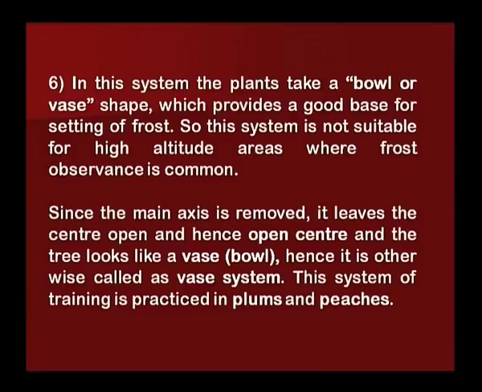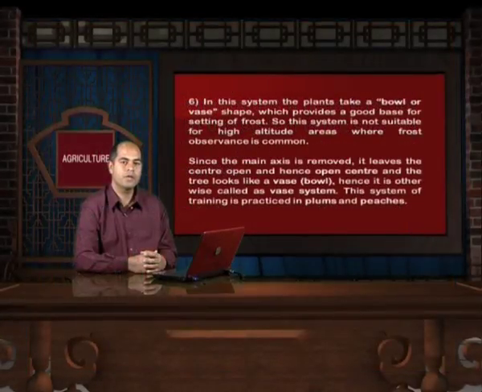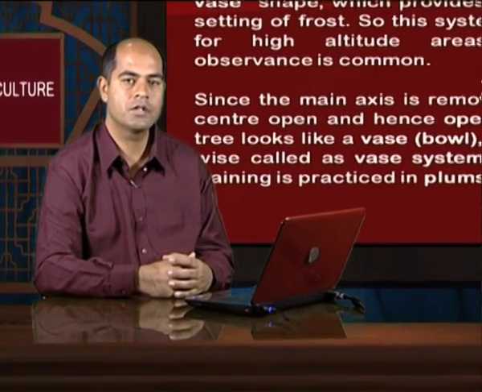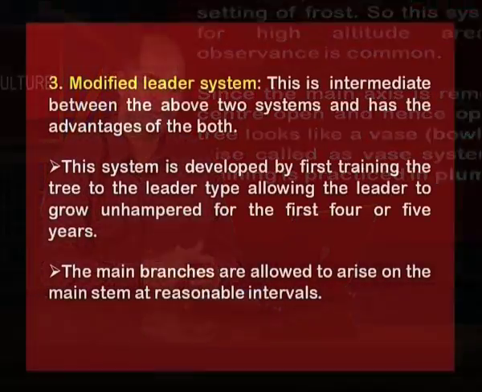Since the main axis is removed, it leaves the center open, hence open center, and the tree looks like a vase or bowl, hence it is otherwise called the vase system. This system of training is practiced in plums and peaches. So, briefly we can say that the vase system of training is practiced in plums and peaches.